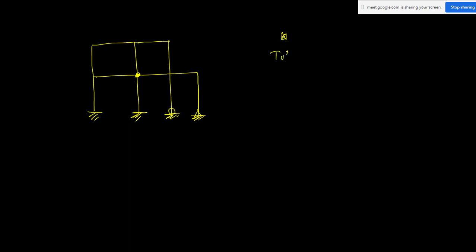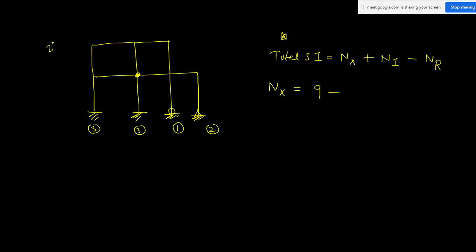The total static indeterminacy equals Ne, the external, plus Ni minus Nr. What is the value of external static indeterminacy? You look only at the supports. Here I have unknowns: 1 at the roller, 2 at the hinge, 3 plus 3 is 6, plus 1 is 7, and 9. The total unknowns are 9. How many equations? It is a 2D plane frame, so the equations remain 3. So 9 minus 3, 6, that is your external static indeterminacy.